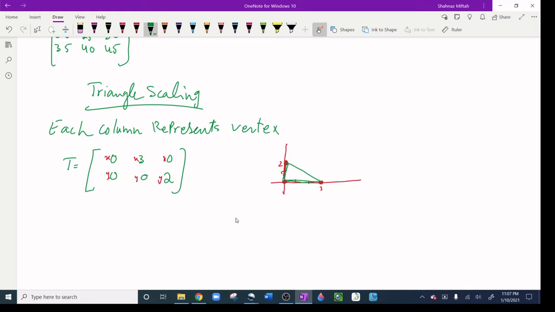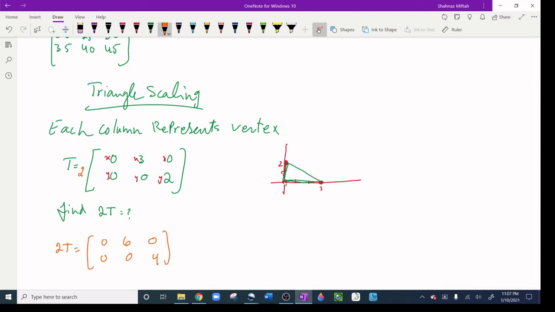That's the triangle. So the question is find 2T. What does that mean? 2 is a scalar. I'm multiplying 2 with each element of the triangle, and then I'm going to graph it over here. So let's figure it out. I'm multiplying 2 with the matrix T. 2 times 0 is 0, 2 times 3 is 6, 2 times 0 is 0, 2 times 0 is 0, 2 times 0 is 0, 2 times 2 is 4. So that's my resulting matrix for 2T.